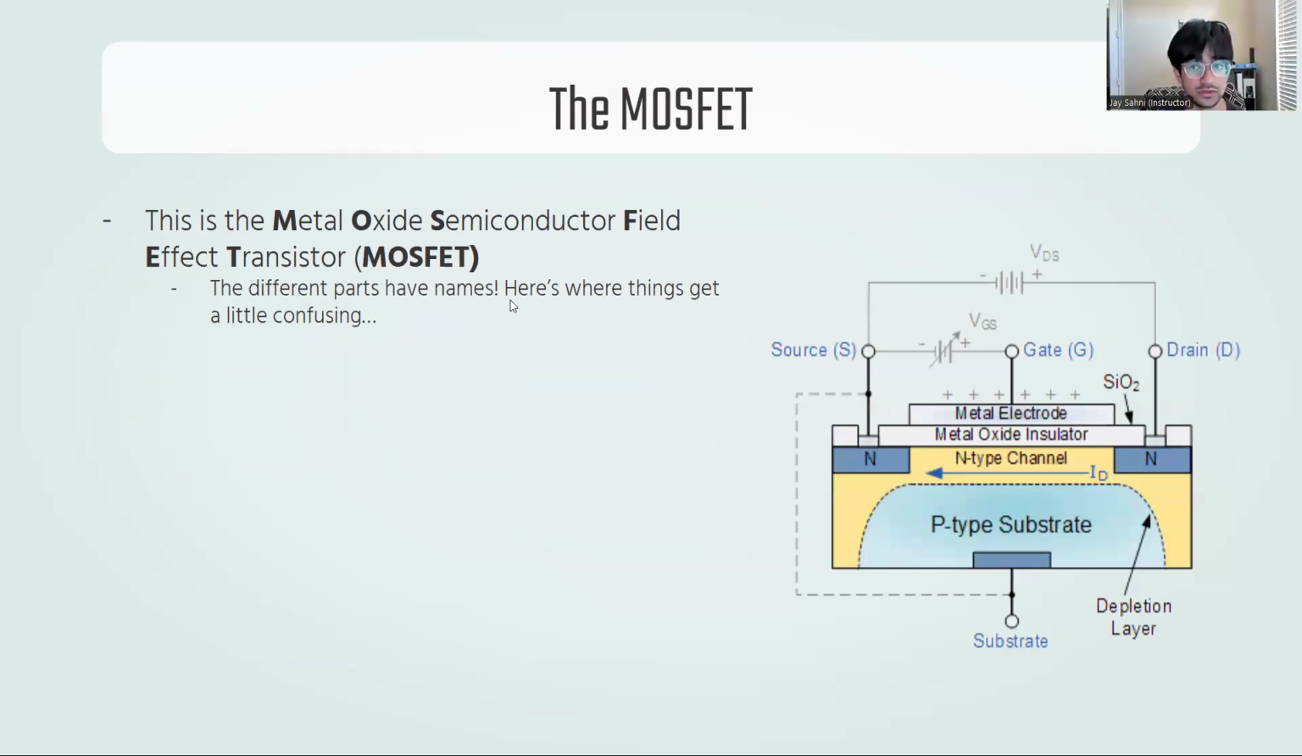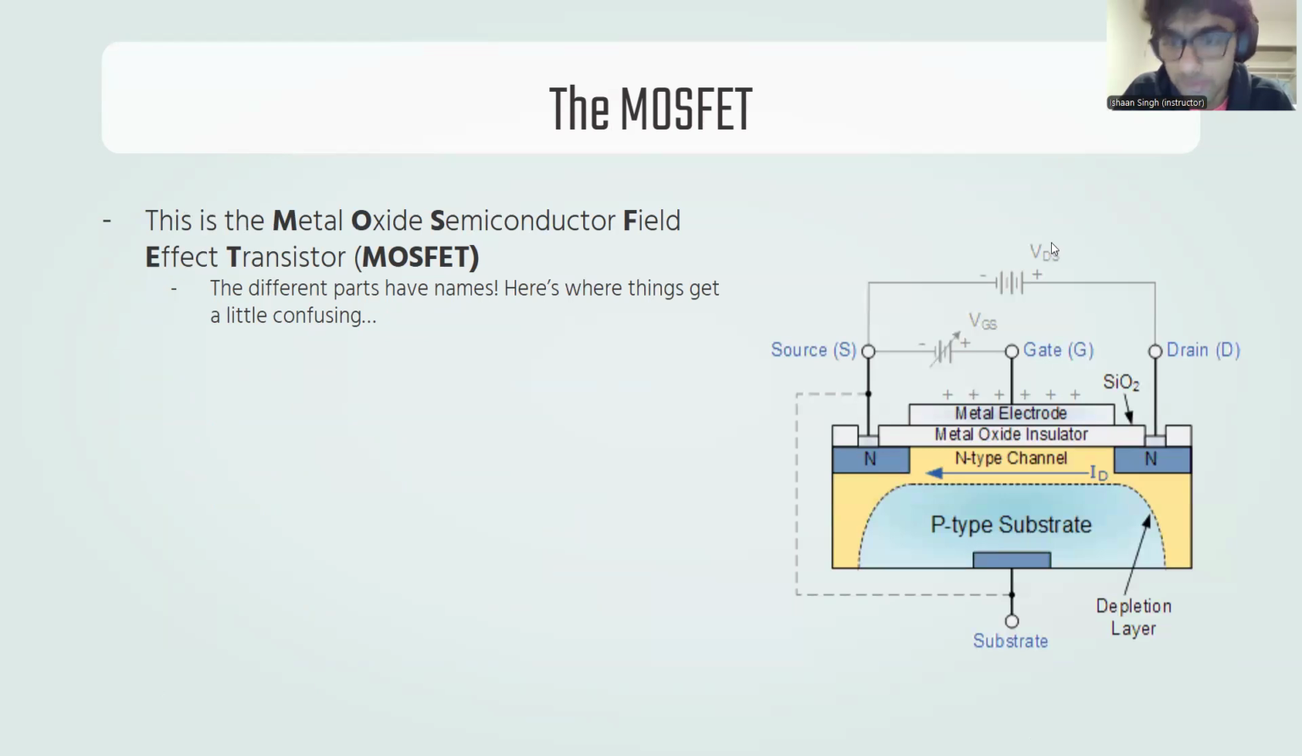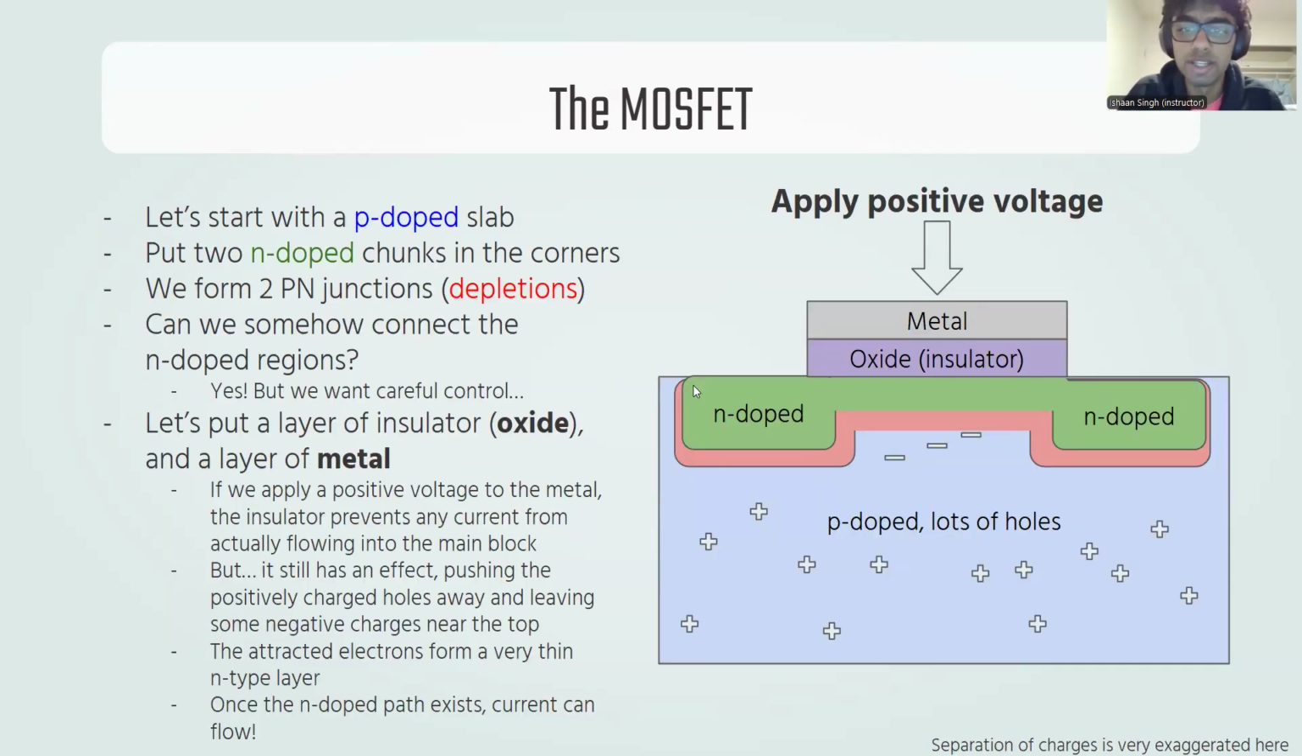Naman, do you have a question? What is the pink thing on the previous slide? That's the depletion layer. I didn't really draw it accurately. It really looks more like this in practice, but that's the depletion layer.